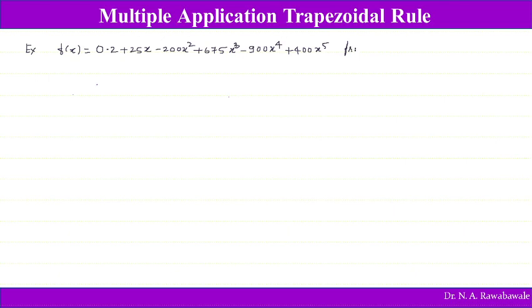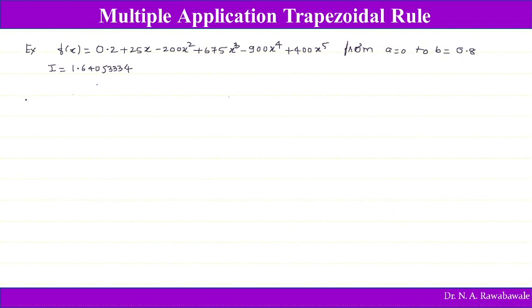From a is equal to 0 to b is equal to 0.8. The true value of the integral is also given. The true value of integral I is given as 1.640533. Now this is to be integrated using multiple application of the trapezoidal rule.